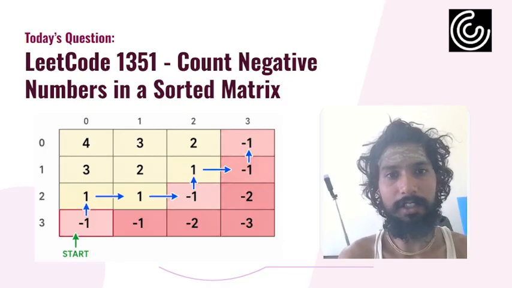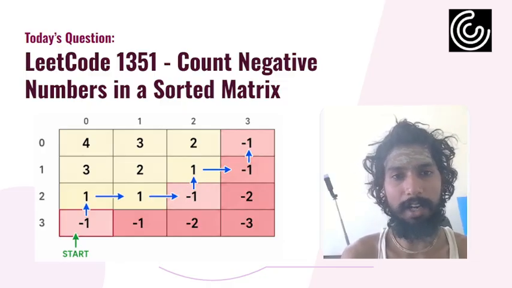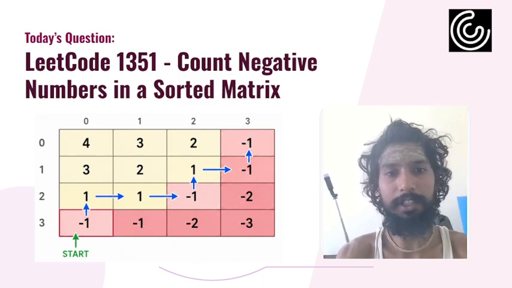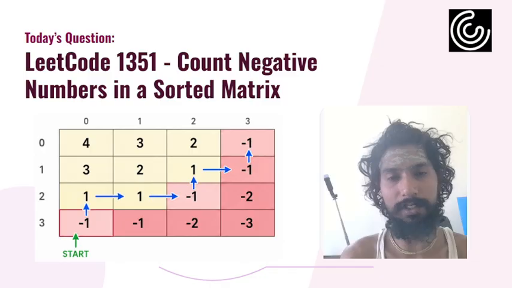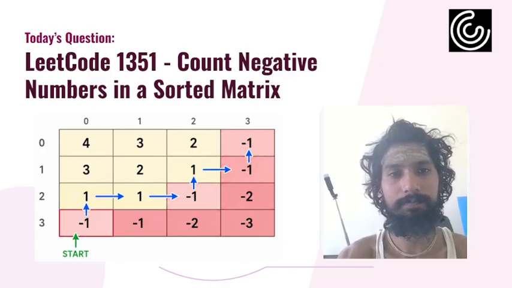If grid[row][col] is less than 0, count all elements to the right and move up. Else, move right. This is like a staircase movement. Each step either moves up or moves right. So maximum number of movements will be m plus n, and this gives us the optimal time complexity.